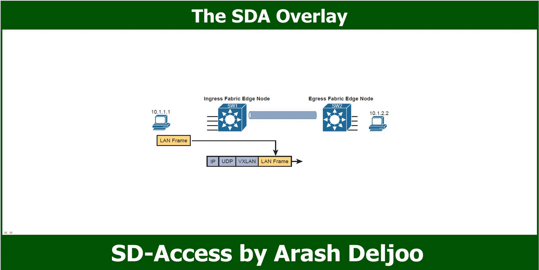Once the ingress node has encapsulated the original frame in VXLAN, the other SDA nodes forward the frame based on the VXLAN tunnel detail. The last SDA node removes the VXLAN detail, leaving the original frame, and forwards the original frame toward the destination endpoint. Okay, this is the SDA overlay.